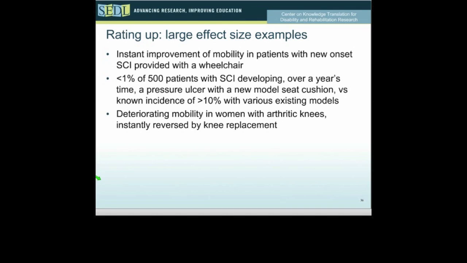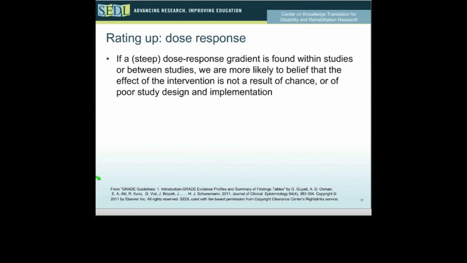Or if you have women with arthritic knees, whose mobility has been declining over the last 3 years, and you have evidence, and now you give them one of those injections into the knees that provide artificial lubrication, and all of a sudden grandma can run again. Those are the examples.